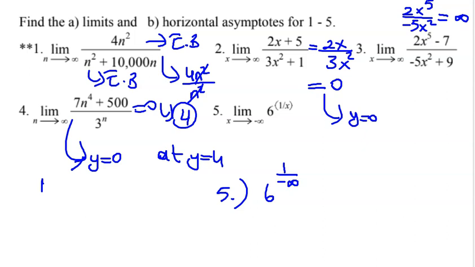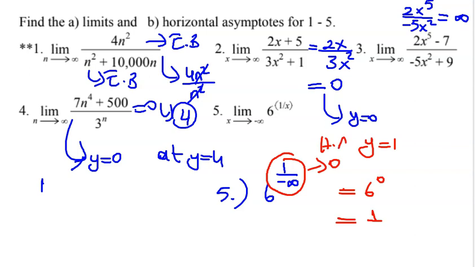So that's why this top is going to approximate to 0. And this expression is going to be equal to 6 to the power of 0. And when you raise any number to the 0 power, you're going to end up with always 1. So the limit of this exponential function is equal to 1, and then this exponential function has a horizontal asymptote at y equals 1. Horizontal asymptote at y equals 1. Okay?